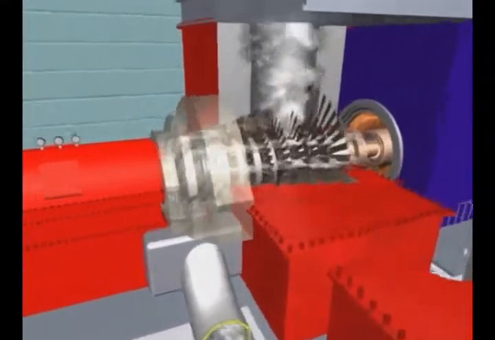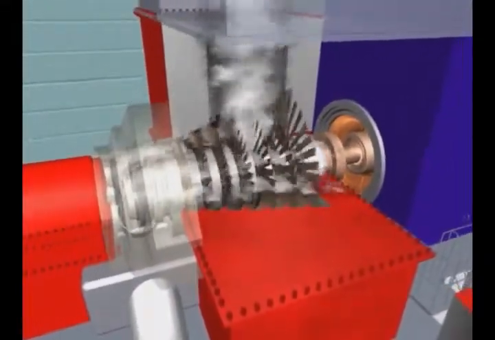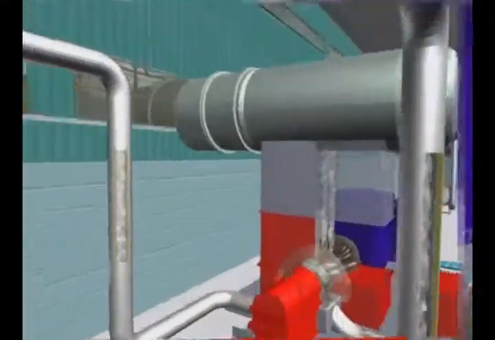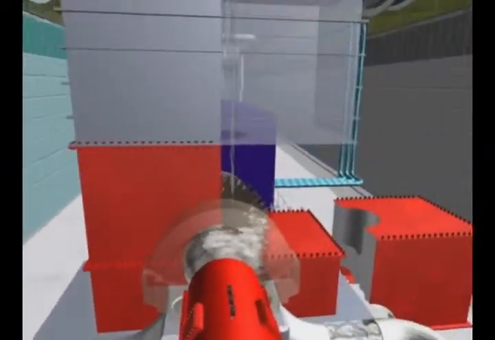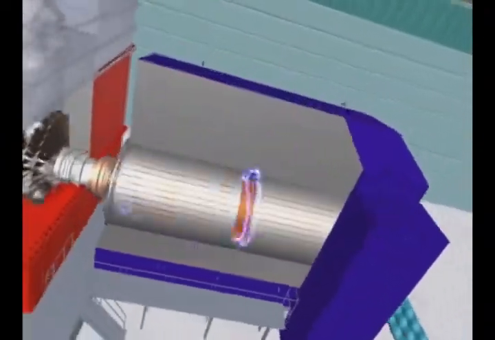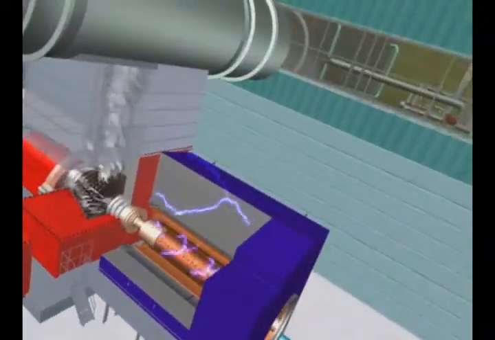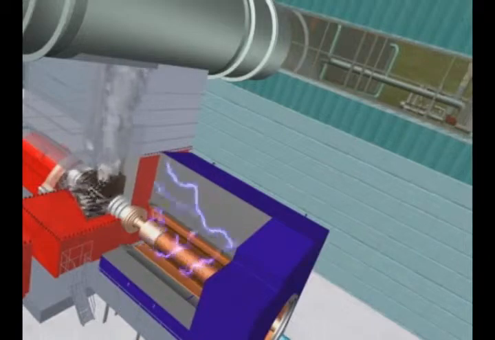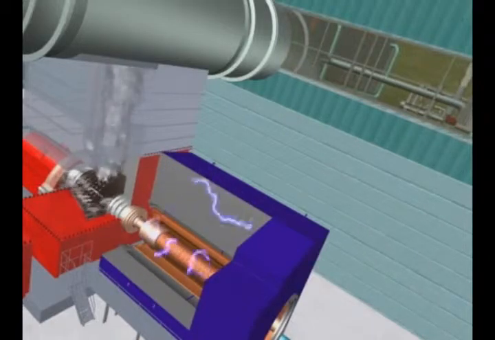For the production of electricity, the turbine rotates at 3,600 revolutions per minute. The rotor of the turbine is coupled directly with a generator, which transforms the rotational energy into electricity.